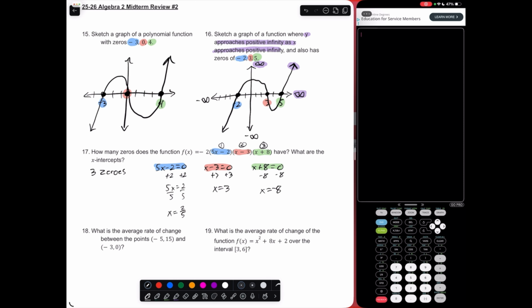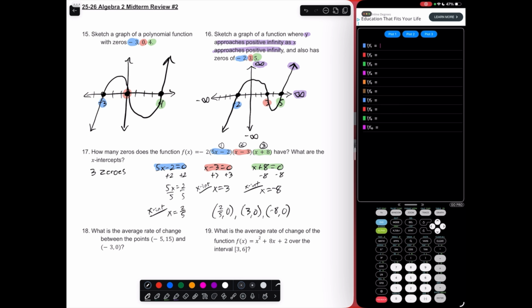So what are the x-intercepts? This is an x-intercept. This is an x-intercept. And this is an x-intercept. If they're asking for the actual coordinates, remember your y value would be 0. So we have 3, 0, and negative 8, 0.